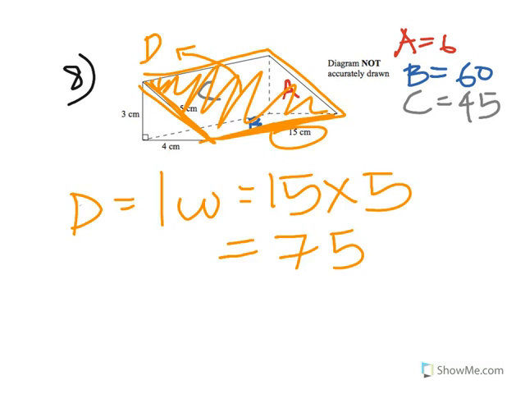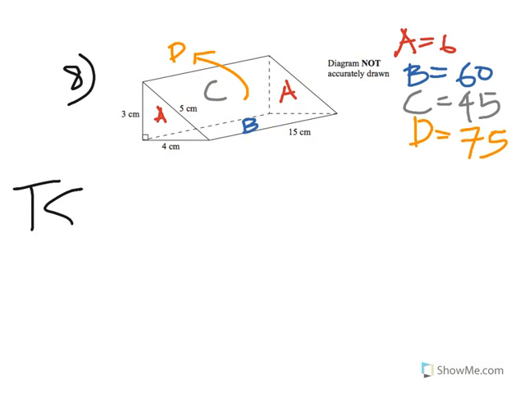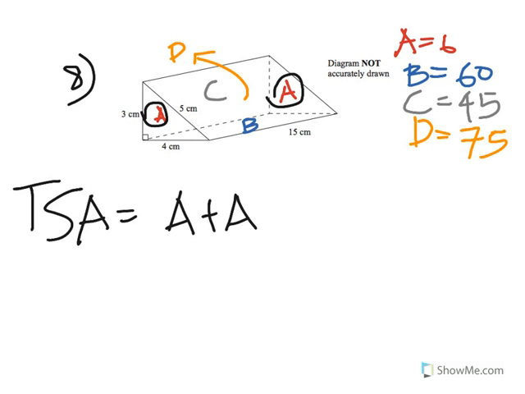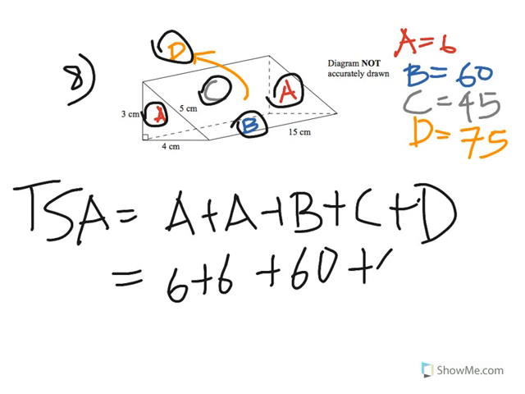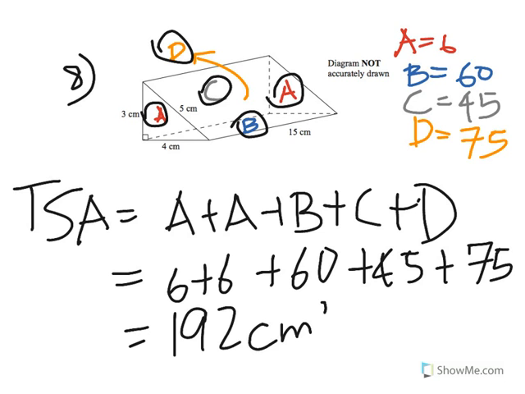Okay, so now what is the total surface area of the prism? It's A plus B, the base, plus C plus D. So it's all of those areas of those shapes added up. A is 6, so 6 plus B, which is 60, plus C, which is 45, plus D, which is 75. This will give you a total answer of 192 centimeters squared, because it's area.